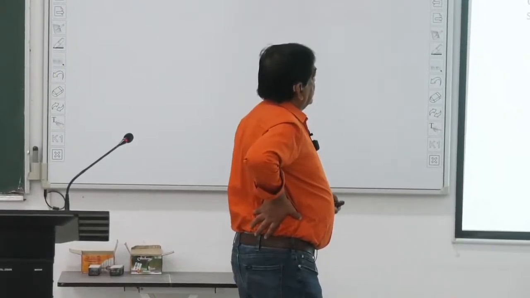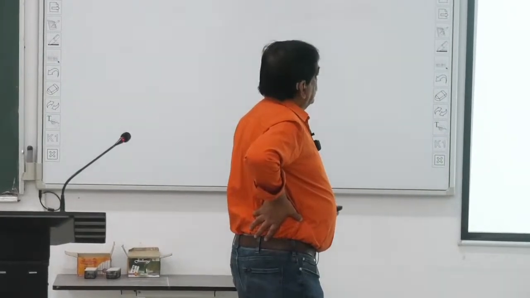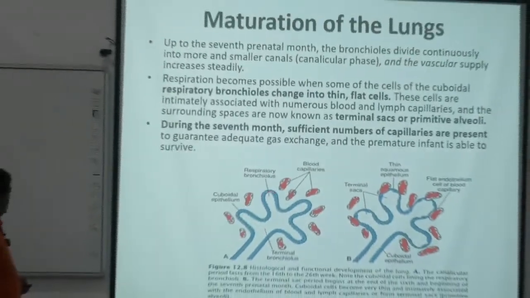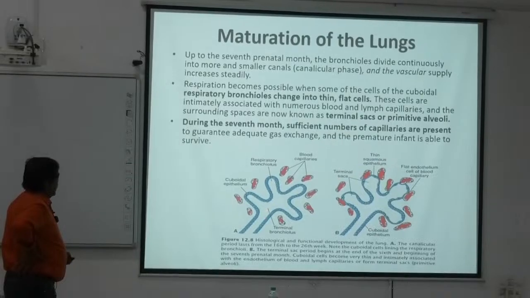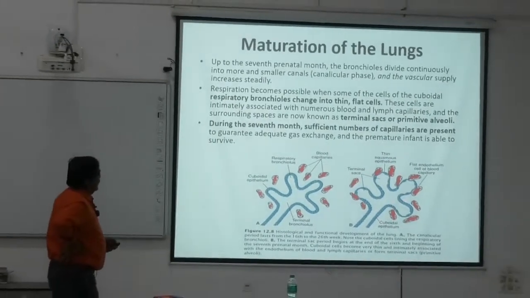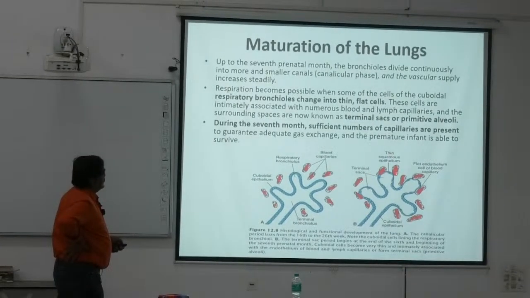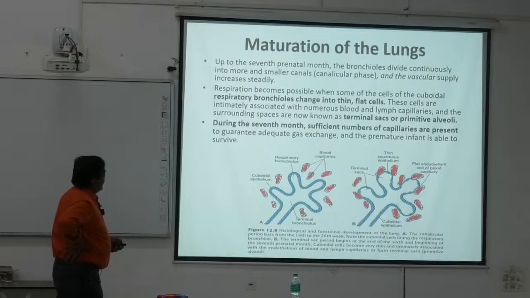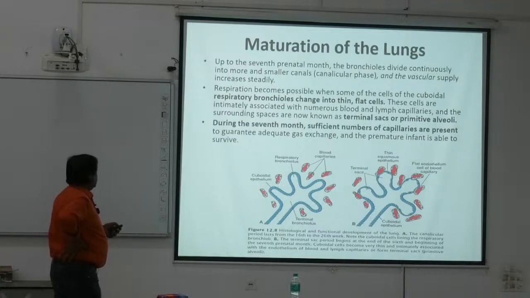See the blood capillaries here, the respiratory bronchioles, the cuboidal epithelium, this blue, and the terminal bronchiole. And the cuboidal epithelium, this is thin squamous epithelium, terminal sacs, and flat endothelium of blood capillaries. And during the 7th month, sufficient numbers of capillaries are present to guarantee adequate gas exchange, and the premature infant is able to survive.